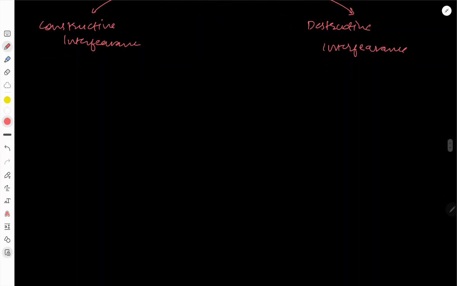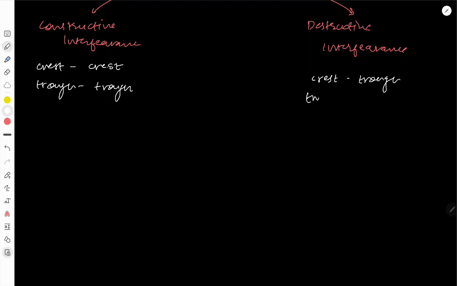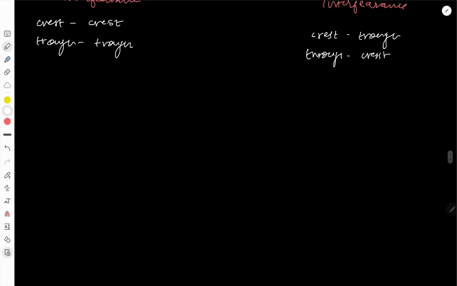So what is constructive interference, you may ask. Constructive interference is where both the crest of two waves, or the trough of two waves, come together, and here is the contradictory. Here one's crest and the other's trough come together, or it may be trough and crest, we can say.